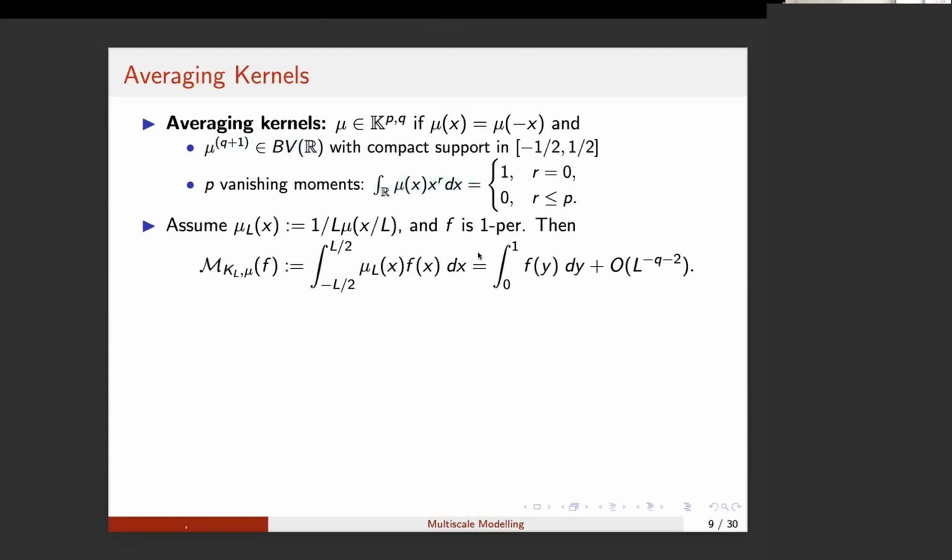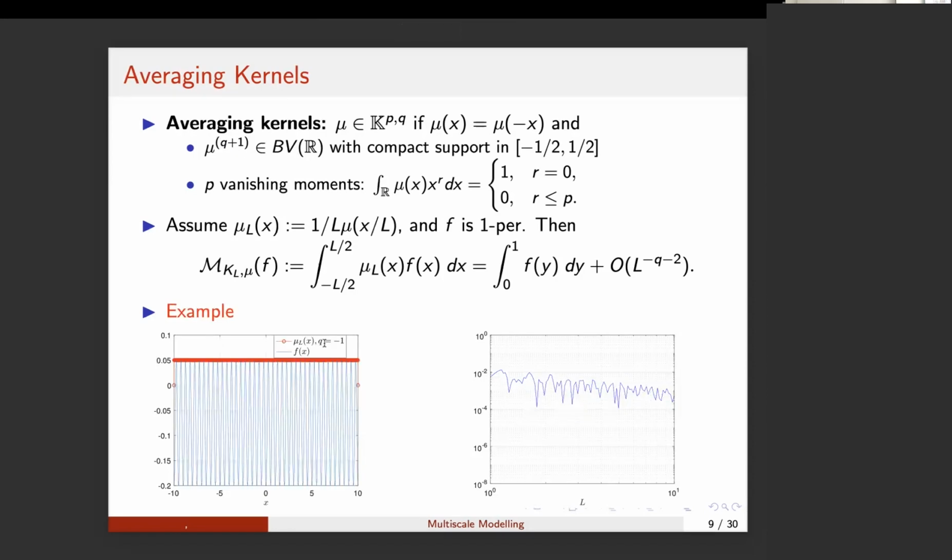Now just to illustrate the idea, suppose that we are interested in the average of a function which is one periodic. If we define this weighted average, which I denote by calligraphic M_L mu, then it will be very close to the exact average plus some errors. The error scales as L to the power -q-2 if you use a qth order filter, where q is the smoothness of the filter. And if we have a naive average, so mu is just a constant, then we just expect first order convergence.